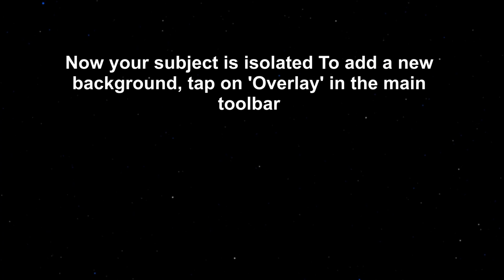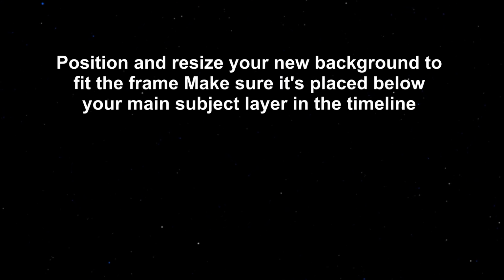To add a new background, tap on Overlay in the main toolbar. Then tap Add Overlay and select the image or video you want to use as your new background from your gallery. Position and resize your new background to fit the frame. Make sure it's placed below your main subject layer in the timeline.